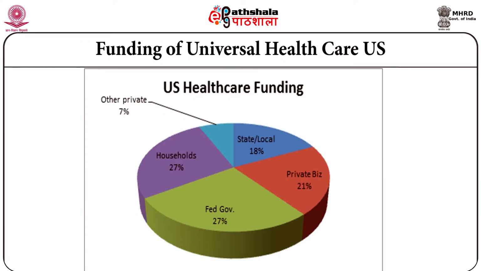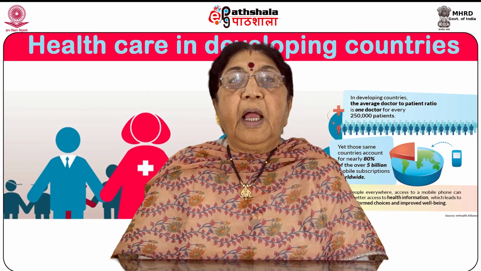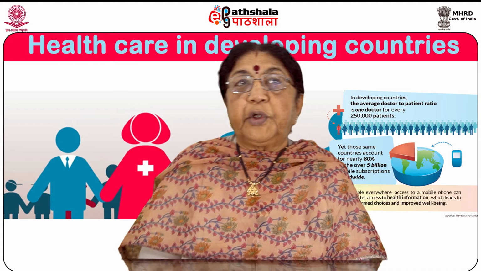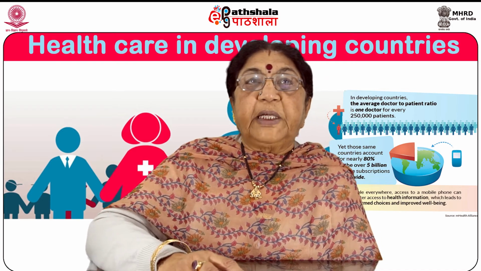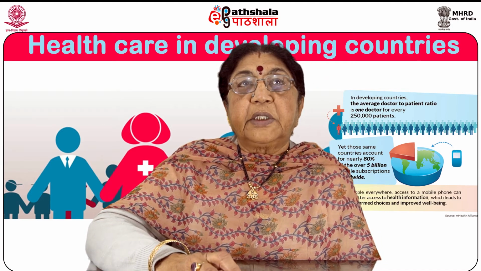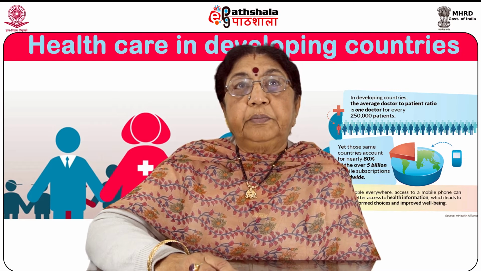Now, in funding of universal healthcare in the US, of course, most of it comes from either the state, local, or the private businesses. Most important is the federal government, which provides 27%, and households and other private agencies come in, and households means the individual payers come to 27%, and this is being funded.